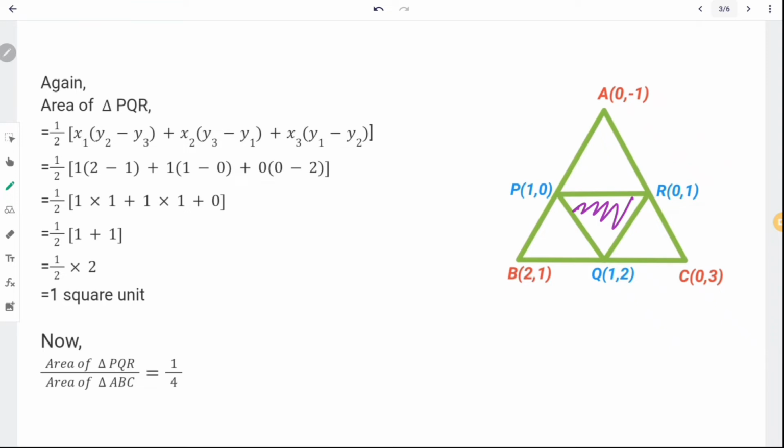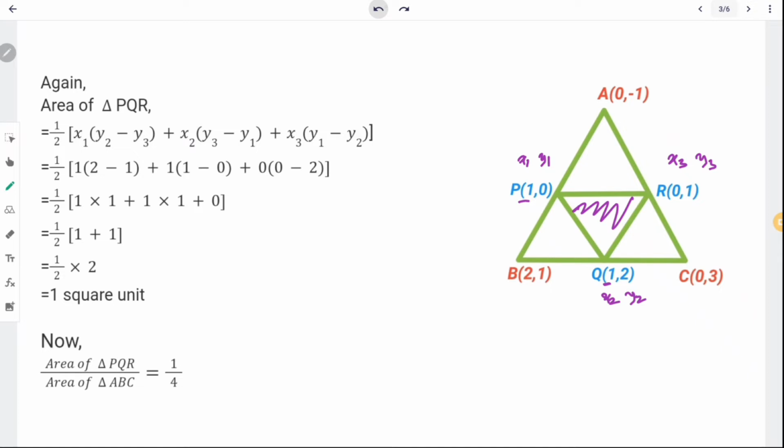Now we'll try to find the area of the smaller triangle. We already know all the coordinates. This will be our x1, and this will be y1, and this will be x2, this will be y2, and then x3, y3. So same thing, write down the formula and start putting the values. X1 is 1, so you can already see 1. Y2 is 2, and y3 is 1, so the values have been put there. X2 is again 1. Then y3 is 1, and y1 is 0. So we'll put the values there.